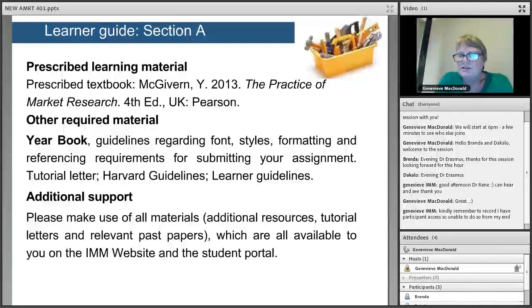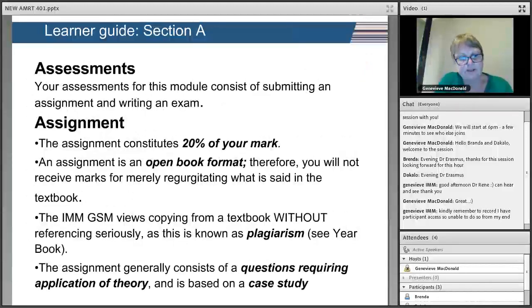On the website student portal, there is a lot of material as well to assist you. Please make use of that.